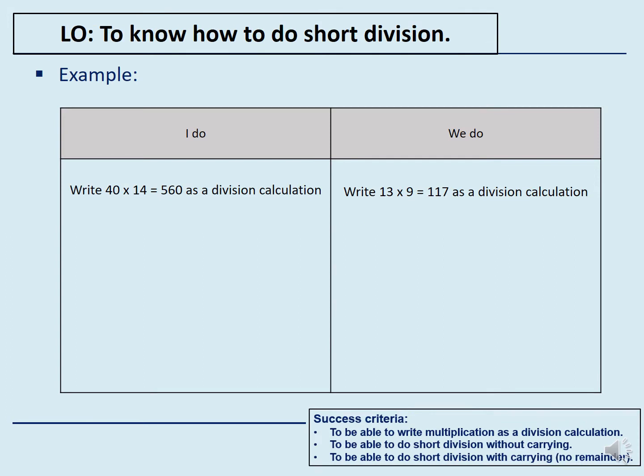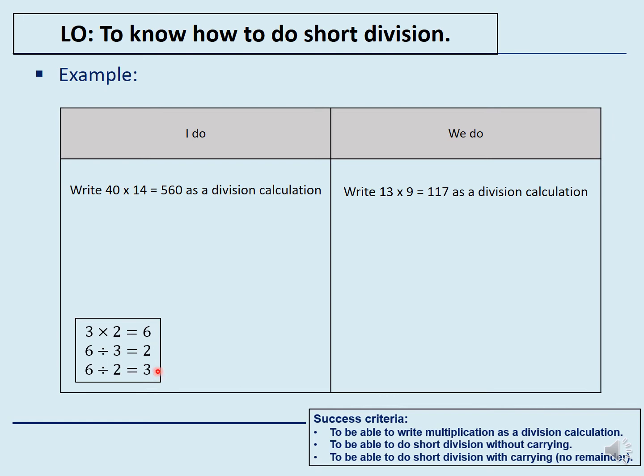Sometimes you can get a question where they give you a multiplication calculation and ask you to write that as a division calculation. For the start, I'll just give you an easy example. 3 times 2 is equal to 6. If you want to write that multiplication as a division, you can write 6 divided by 3 equals 2, and 6 divided by 2 equals 3. As you can see, you can write one multiplication calculation as 2 division calculations.